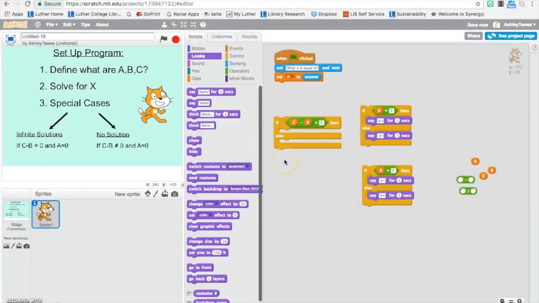Alright, this is just your setup for your project here. I hope this helps. Good luck.